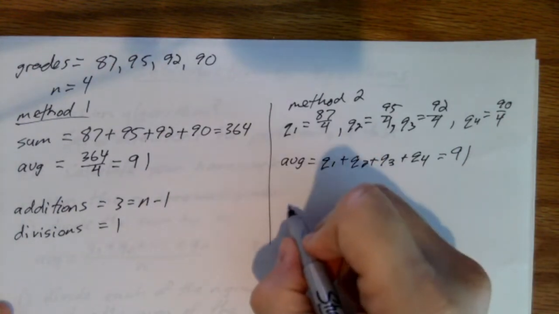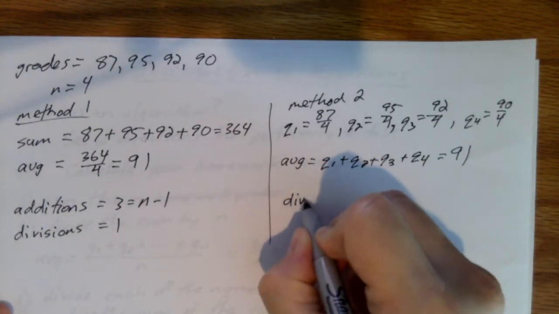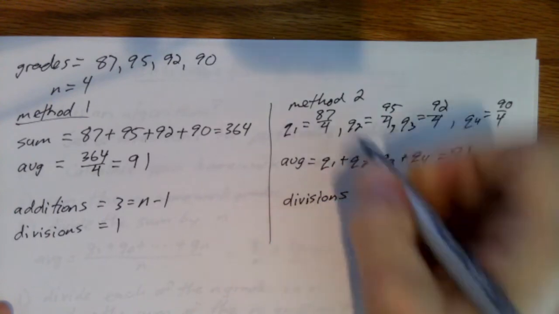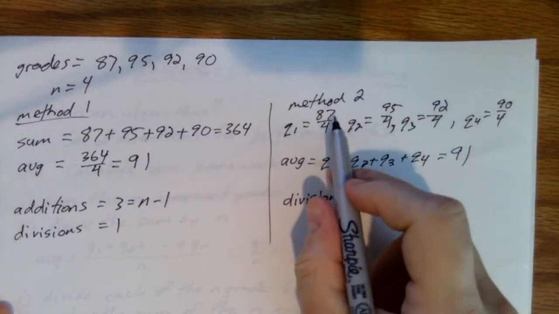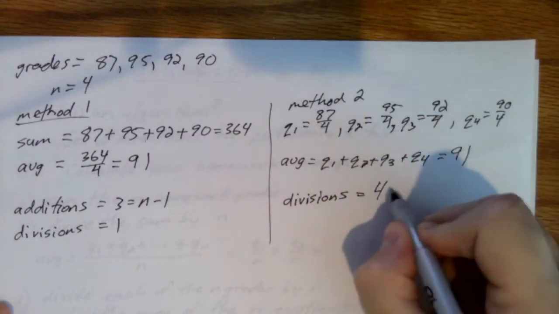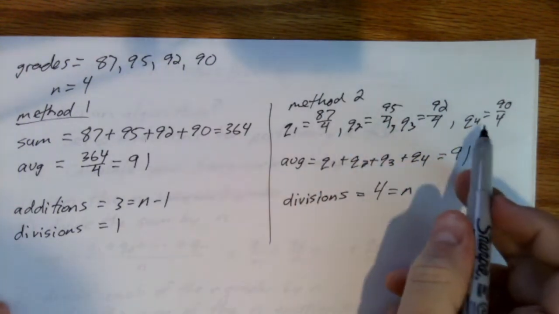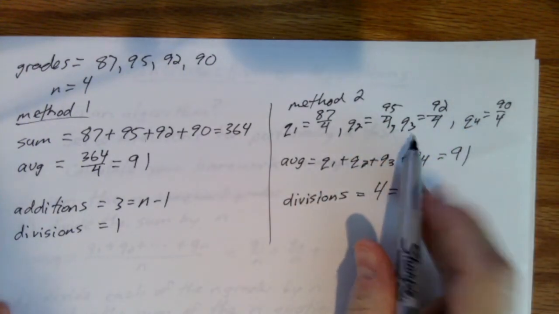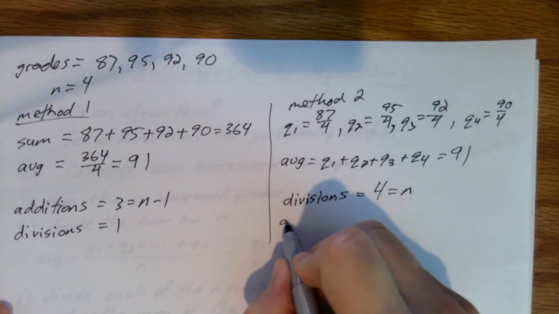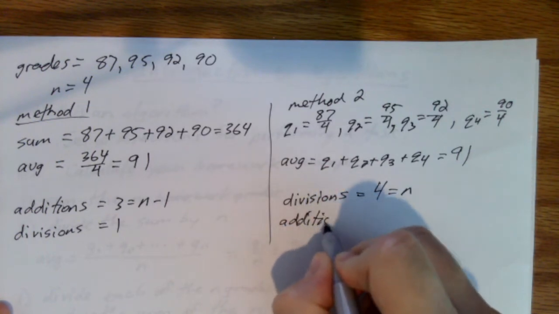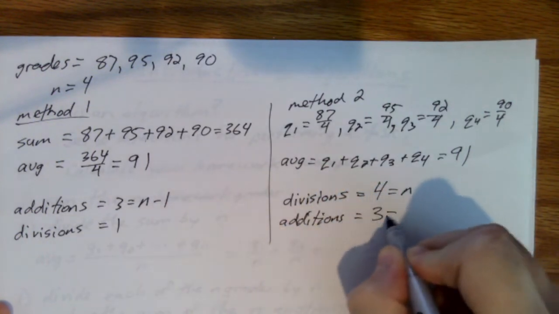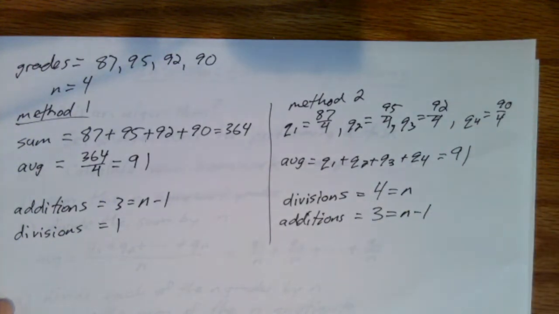Over here, we start with divisions, in terms of what I can see. And what's that equal to? 1, 2, 3, 4, which is just our n. So if I had 1,000 grades, I'd have to perform 1,000 divisions. And then in additions, like before, that was 3, which was n minus 1. So these aren't hugely different here. We have 4 operations versus 7 operations.